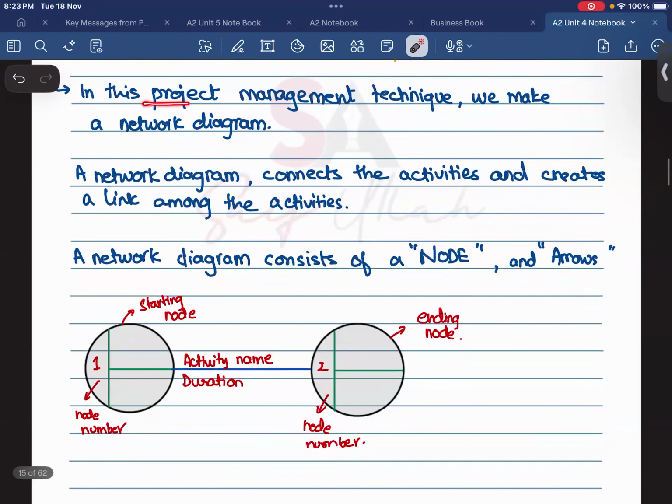In this project management technique, we make a network diagram. The network diagram is made using nodes and arrows. A node is basically a circle which is divided into three parts, and an activity is shown by an arrow, on which we write the name of the activity above and the duration of the activity below. Here is a small example of how the node and the activity look.